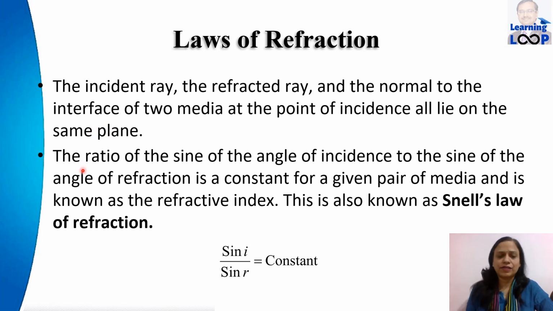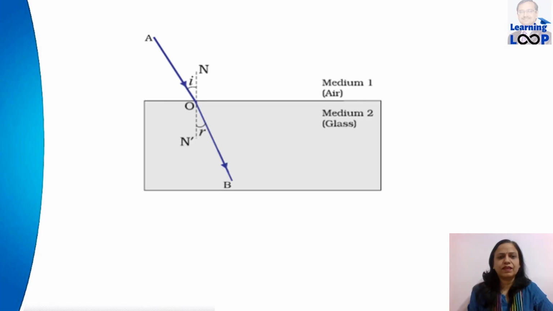So this is somewhat similar to the first law of reflection. The second law, which is the most important one, also known as Snell's law, says that the ratio of the sine of angle of incidence to the sine of angle of refraction is constant for a given pair of media. So sine i upon sine r is constant. This is the mathematical formulation of Snell's law, but we can understand it in a better way with the help of this ray diagram.